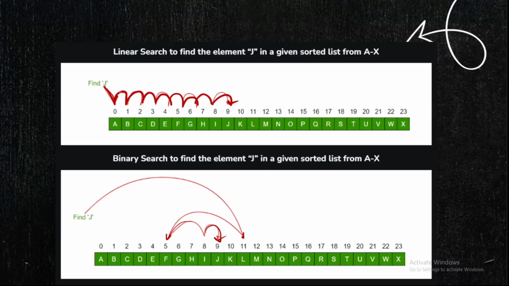So how many jumps can you notice here? There's 1 jump, 2, 3, 4, 5, 6, 7, 8. And in binary search, 1, 2, 3, and 4. So this is the advantage of binary search.